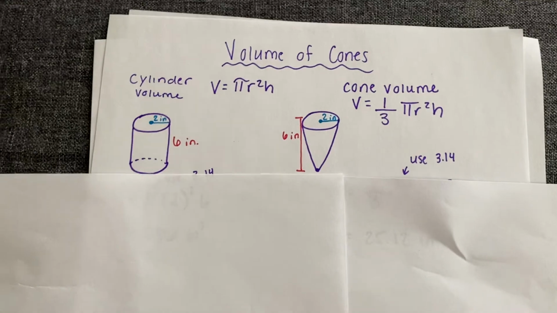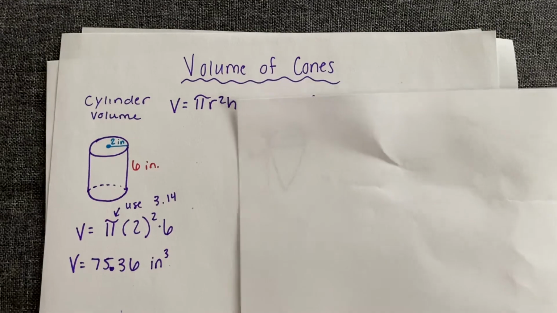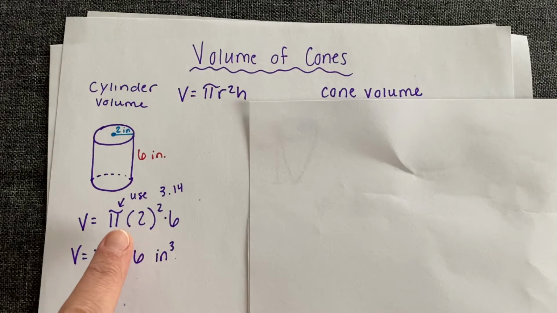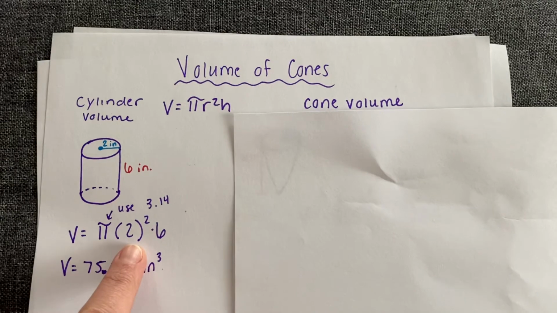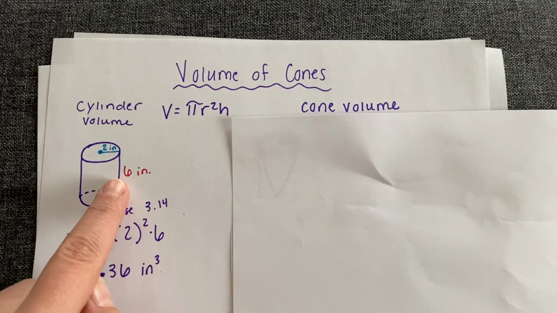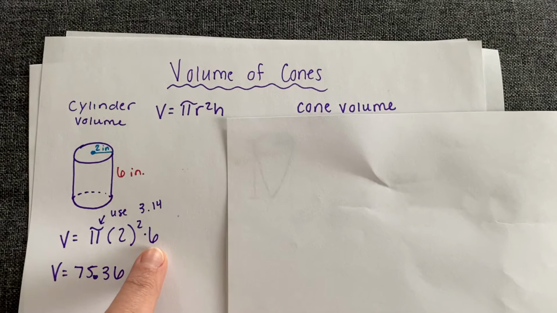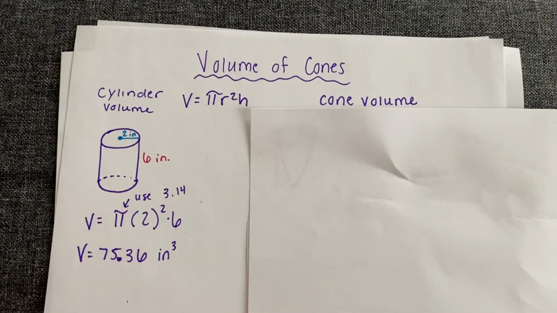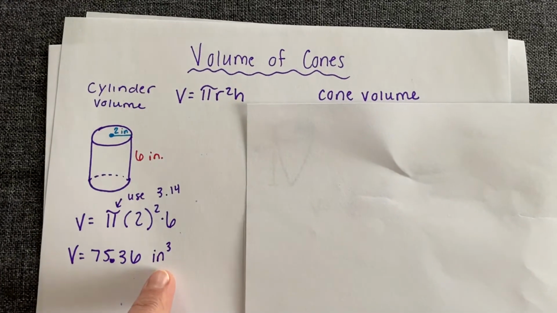Now, just as a review, let's look at the cylinder volume. So that is over here. If you notice, here's my formula. And down here, I just plugged in two numbers. The 2, which is the radius, goes in for the R. And then the 6 goes in because that is the height, the H, of this cylinder. If you multiply all that out, and I'm using 3.14 for pi, I get 75.36 cubic inches, okay?